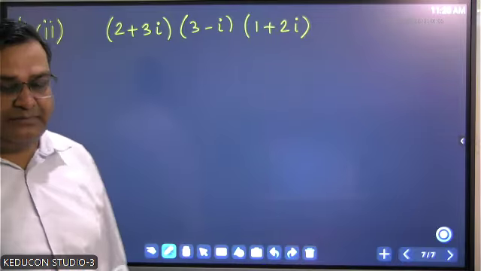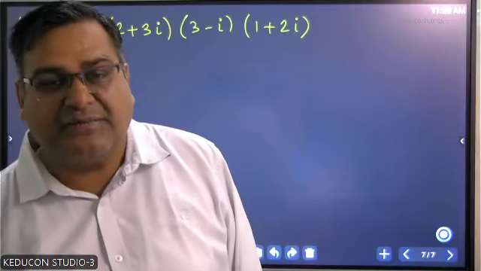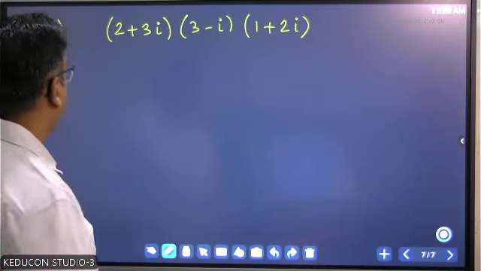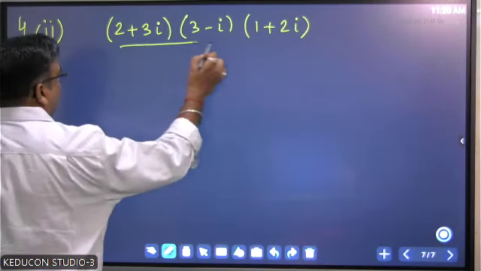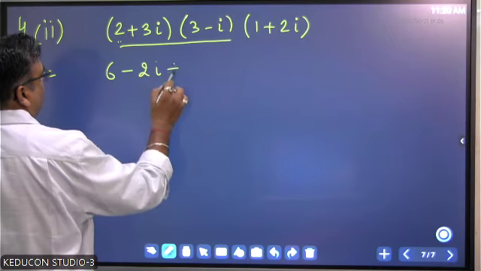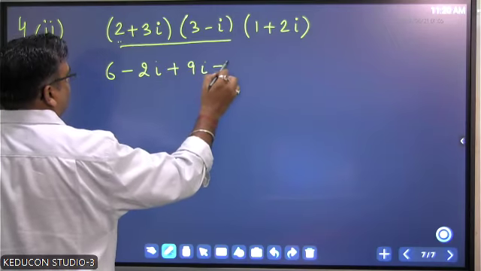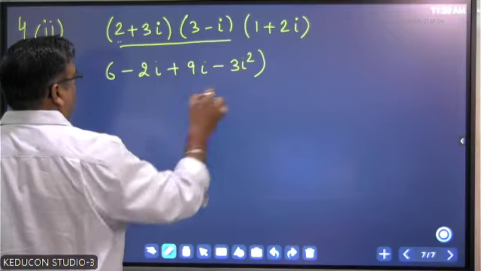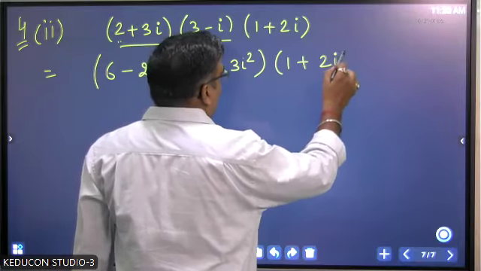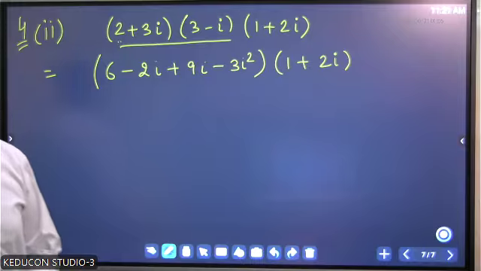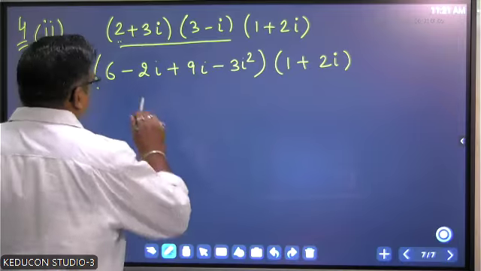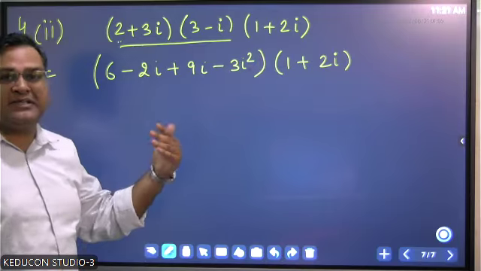Students, the way you multiply binomials in the case of algebraic expressions, the same thing you have to do here. You have to multiply, right? First multiply these two brackets. 2 3s are 6 minus 2 iota plus 9 iota minus 3 iota square, right? Now 1 plus 2 iota as it is. Now you first need to solve this bracket. Whenever you have iota square, convert it into minus 1 and then solve it, right? You can change this entire bracket into the a plus iota b form.